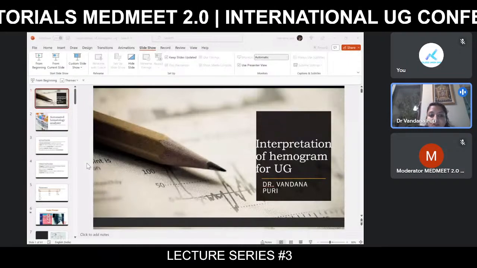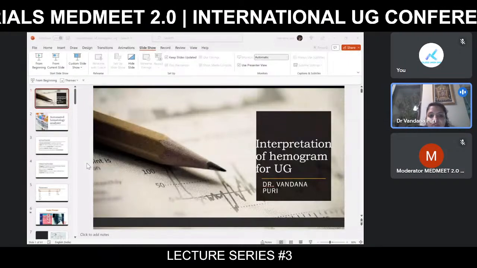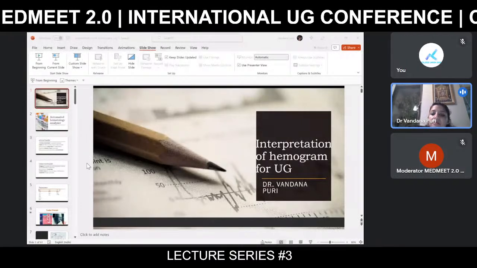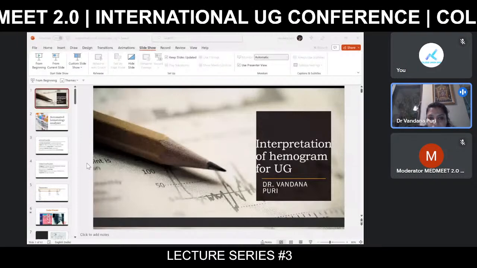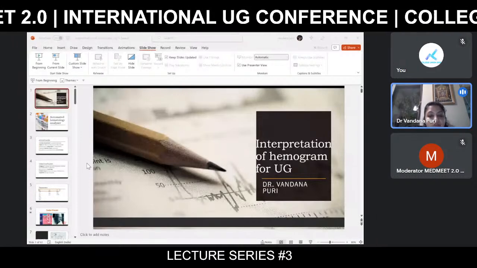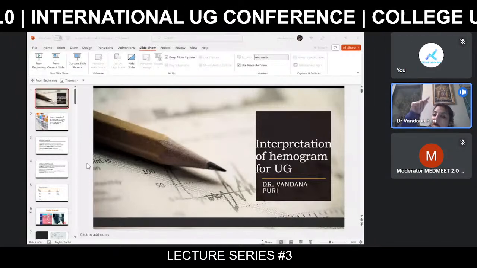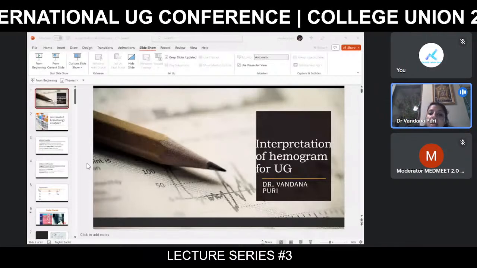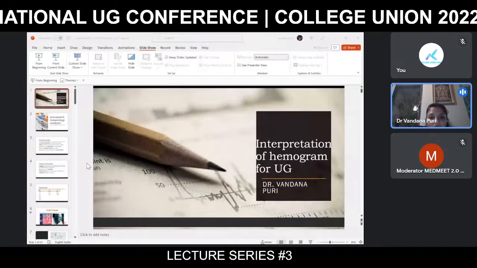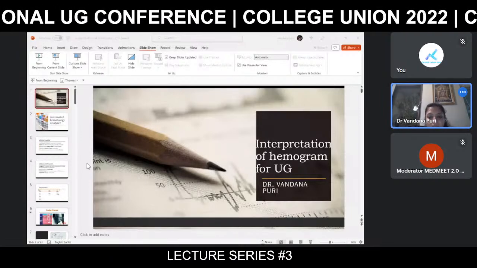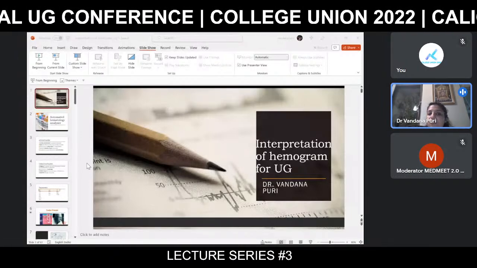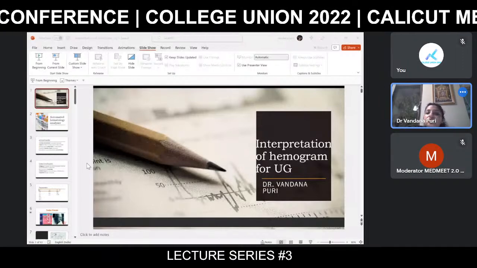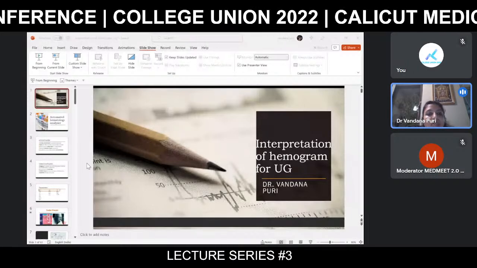So if we talk about what we have learned, every cell passes through the aperture, and the number of times it passes through the aperture gives you the number of cells, and the height of the pulse that is created will give you the volume. And when you put them together, you create a histogram. So therefore, this electrical impedance mechanism can be used to find out countable parameters.